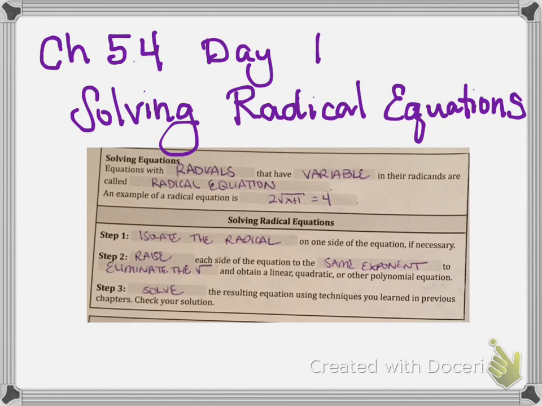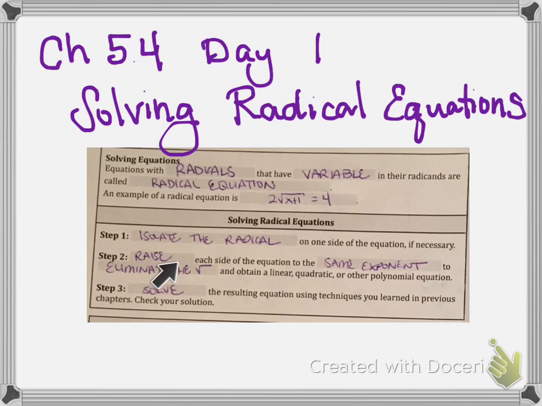5.4 day 1, we're solving radical equations. Solving equations with radicals that have variables in their radicands are called radical equations. An example of a radical equation is 2 square root of x plus 1 equals 4. To solve radical equations, step 1, you isolate the radical first on one side of the equation if necessary.